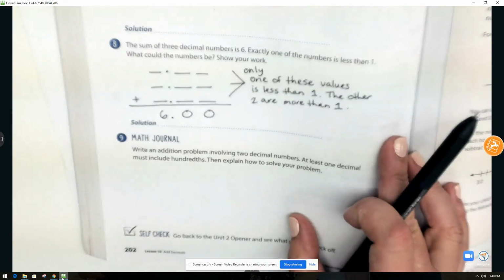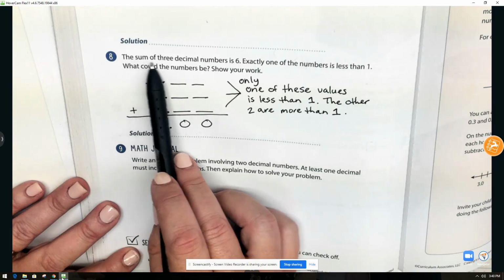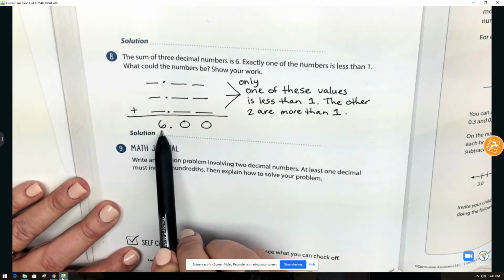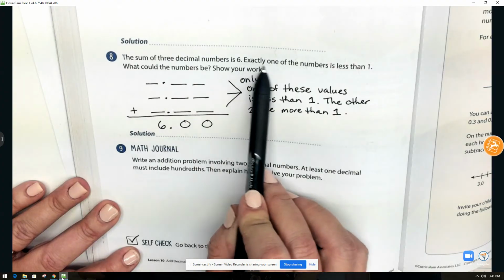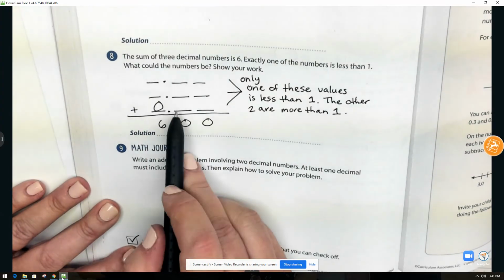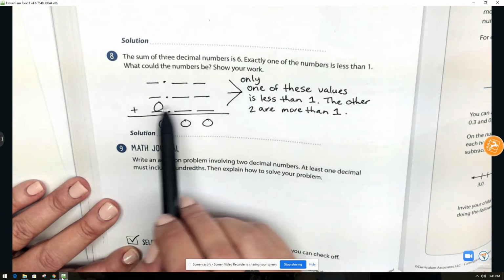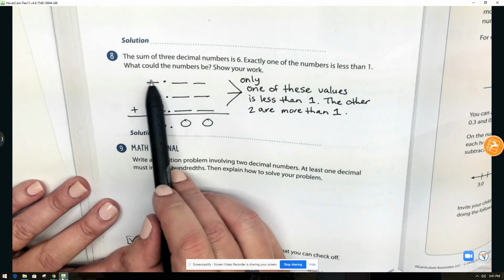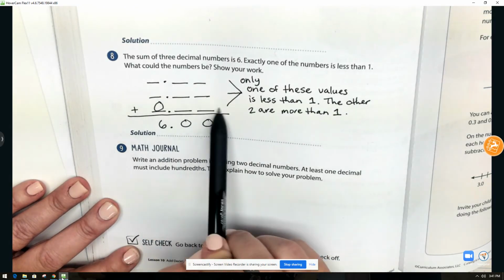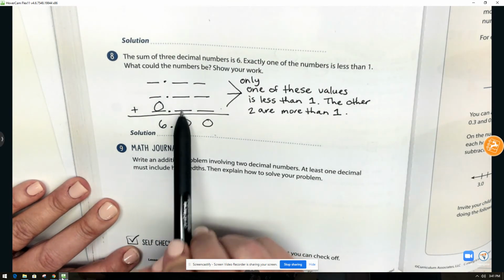Number 8 is probably the hardest problem you will do today. It's a little tricky, but I have faith that you will all be able to do it. The question says, the sum of 3 decimal numbers is 6. So if you had all of these decimal numbers and you added them together, you would get a total of 6 wholes. Exactly one of the numbers is less than 1. So one of these numbers is going to have a 0 in the ones place and a decimal part. The other two can be anything greater than 1. I want you to tell me if you had 3 numbers, what would add up to 6 wholes altogether? What would these 3 numbers be?